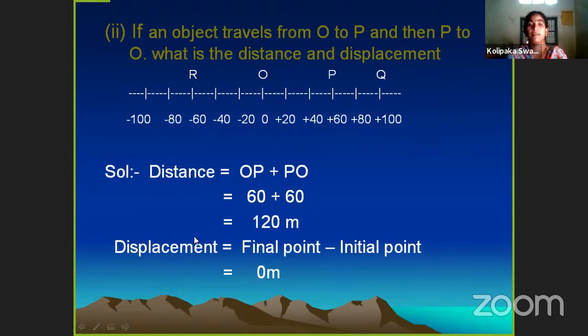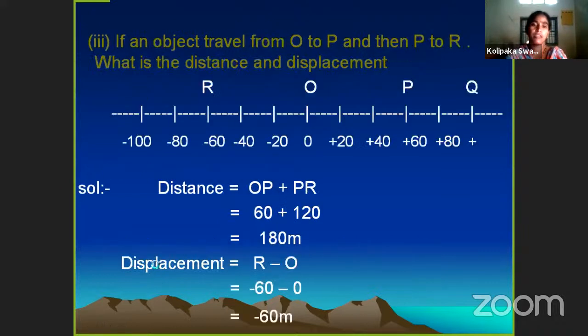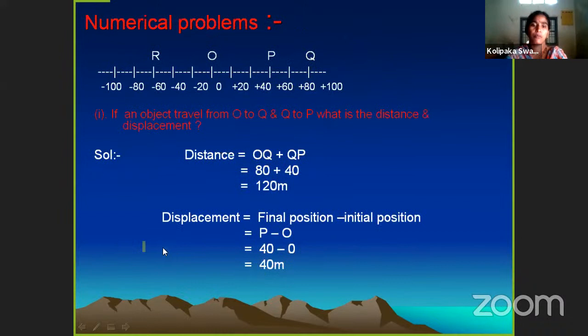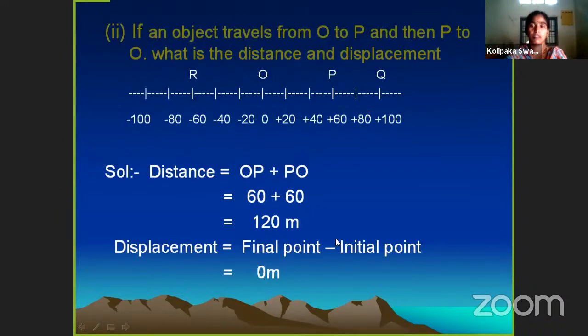That means, the last statement, displacement can be 0, positive, or negative. Here we got a positive value, displacement is a positive value. Here we got 0 value. And see, the displacement value is always less than or equal to distance. Here 0 is less than 120 meters.